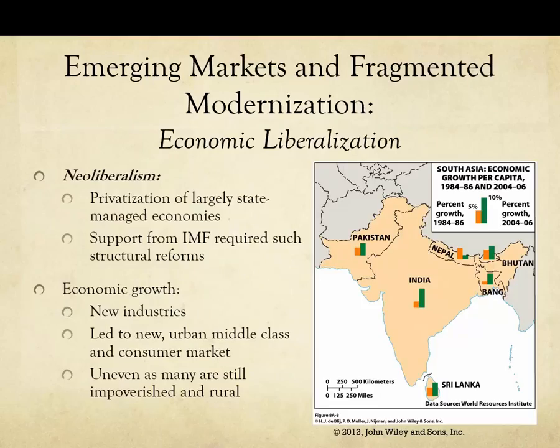There's been a lot of liberating of economies here by privatizing state-run companies, lowering trade tariffs, reducing government subsidies, and trying to bring in more business activity. And economic growth rates are climbing. There's a new urban middle class emerging, as well as megacities such as Mumbai, Delhi, New Delhi, and Dhaka.